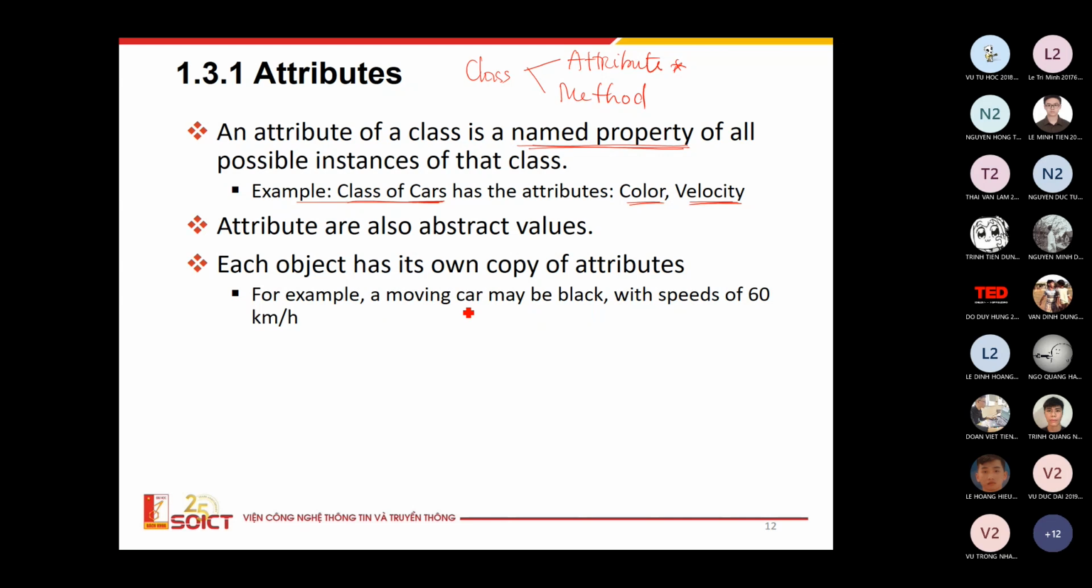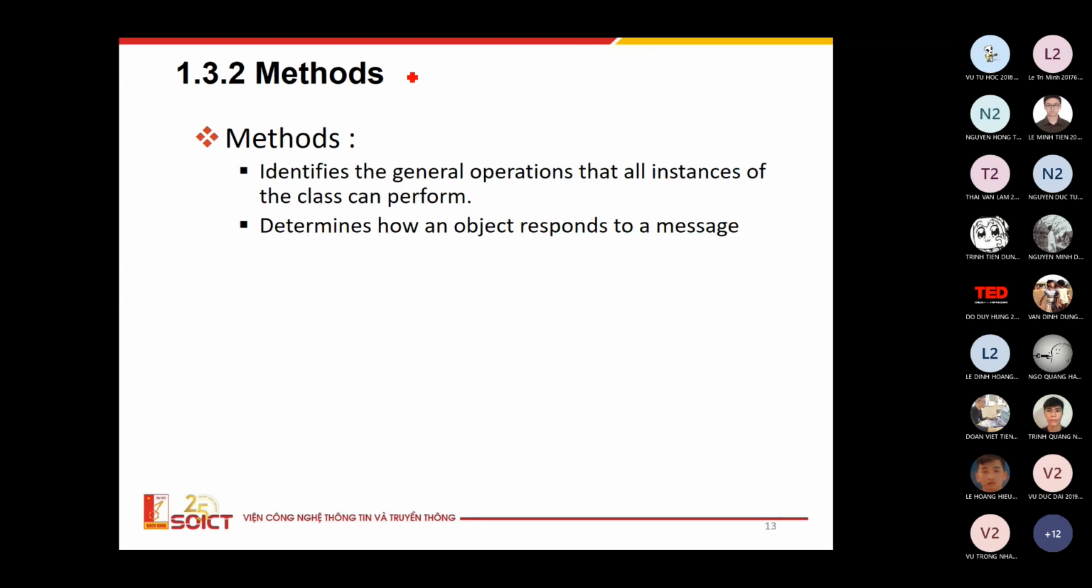For example, when you describe a car, you describe it with the color and velocity. And when you describe a real object, for example, you will describe that the car is black and the speed is 60. Okay. And about the method, we know already. The method will identify the general operation that all instances of the class can perform. And it determines how an object responds to a message.